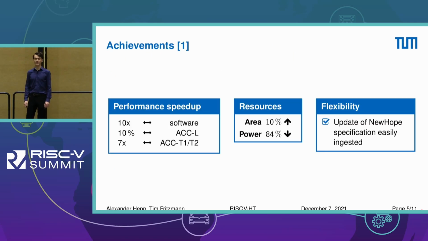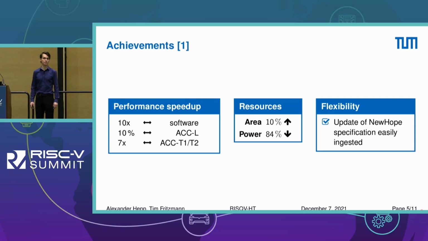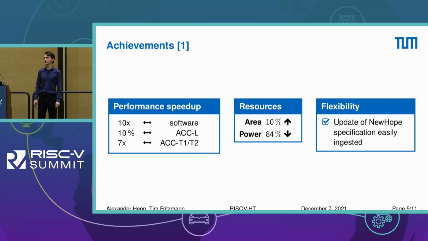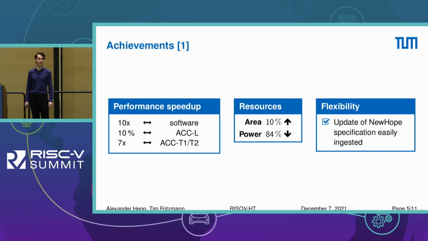So what can we achieve with such an accelerator, such a post-quantum accelerator in a limited setting? We can achieve something like 10 times performance improvement upon software. We can get 10 times faster than a previous solution from our chair that was using a loosely coupled accelerator, so having a high memory transfer overhead, and that improves by 10% to this loosely coupled solution.